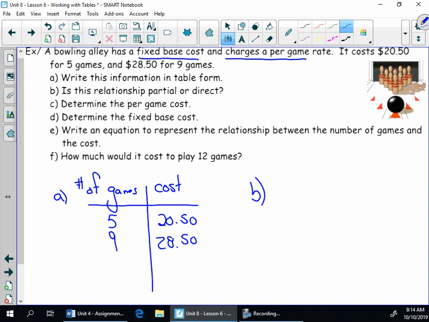B, partial or direct. Well, the clues were in the question. It was made up of 2 parts, so we know it's partial. It has a fixed base cost. That's our giveaway.